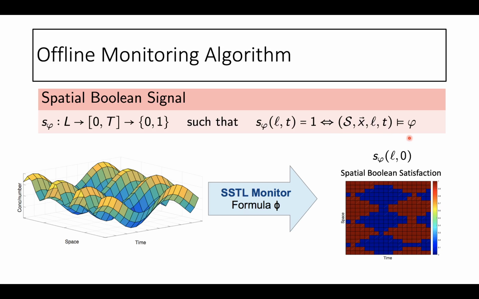We don't have, as in STL, one value for the whole spatio-temporal trajectory, but we consider a spatial Boolean satisfaction that corresponds to the satisfaction at time 0. So given a spatio-temporal trajectory, we can give as answer the whole spatial Boolean signal, all the spatial Boolean satisfaction at time 0.